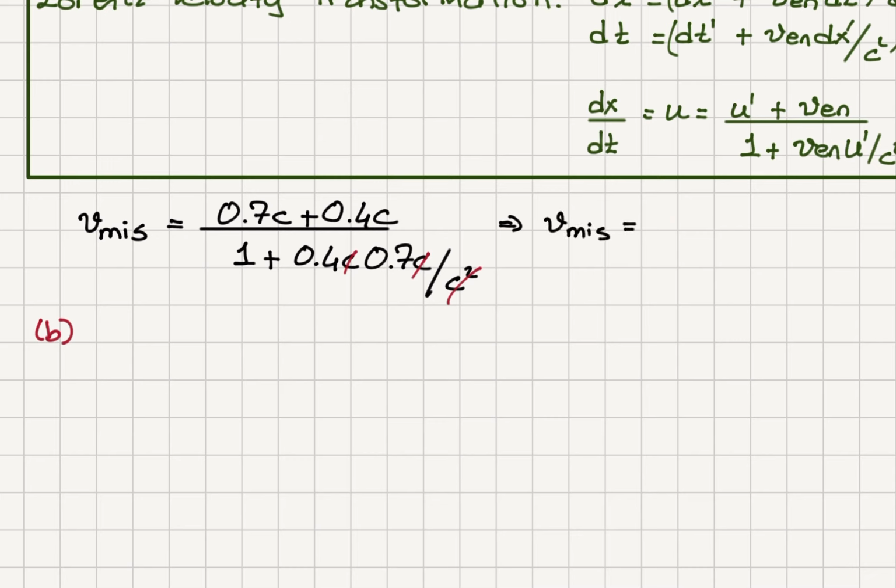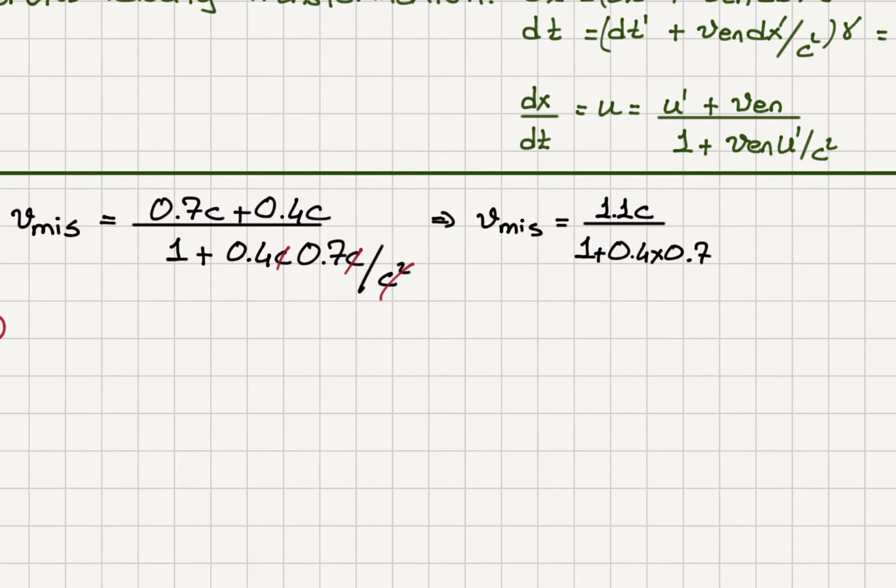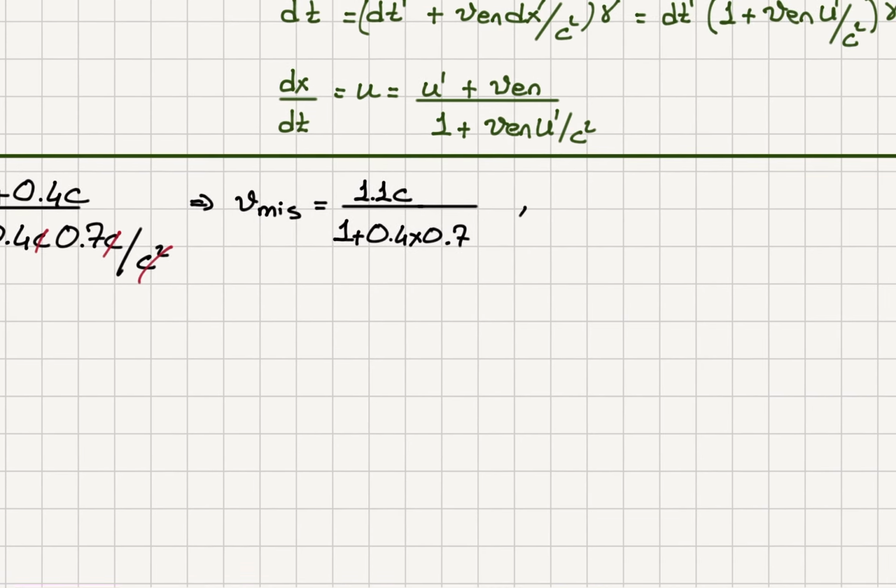The missile is equal to 1.1 c, which is the Galilean answer, divided by 1 plus 0.4 times 0.7, and this gives us our final answer. The velocity of the missile, the speed of the missile with respect to the starfighter reference frame is 0.859 c.